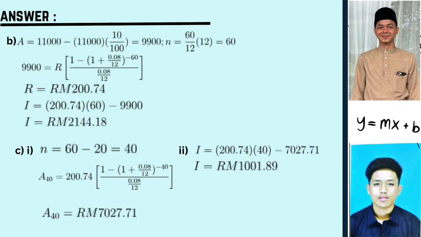Next, for C2, the question is how much interest is paid. We will use the formula I equals R times n minus A. Entering into the formula, interest equals 270 times 40 minus 7,027 ringgit 71 cents. And the answer will be 1,001 ringgit and 89 cents.